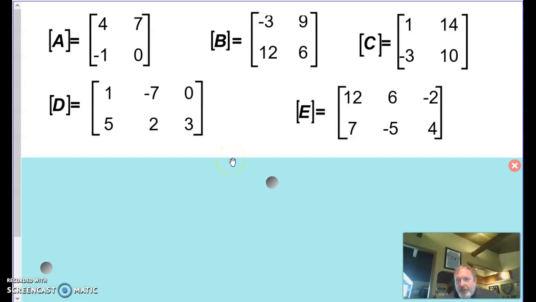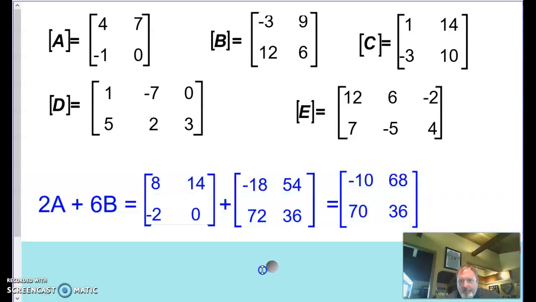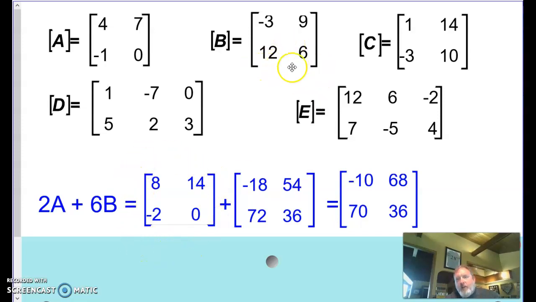Okay, again, you can see we're using the same 5 matrices, A, B, C, D, and E. We haven't changed anything with those. My work here is slightly different. Now I combined the work for both of these into one problem. So I took matrix A and multiplied all of those numbers by 2. That's what you see here, so this is really 2A. And then I took matrix B and multiplied it by 6, and that's what you see here. And now I will add these together.